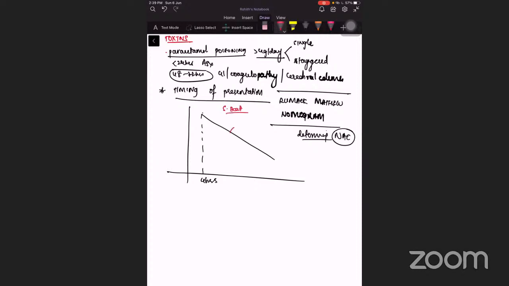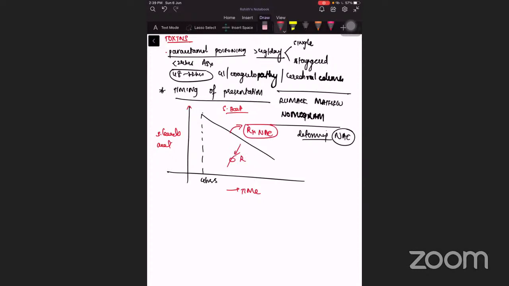Time is on the x-axis, and the serum levels of acetaminophen are on the y-axis. If the level is above this line, then you treat with N-acetylcysteine. If it is below, then you don't treat.